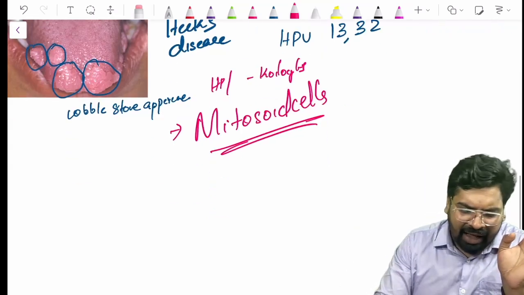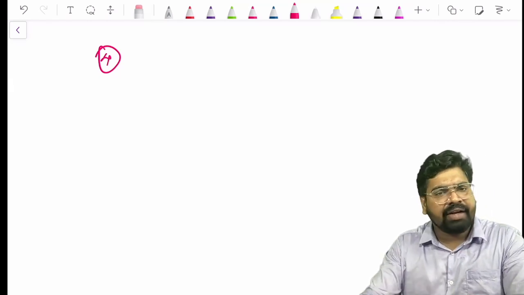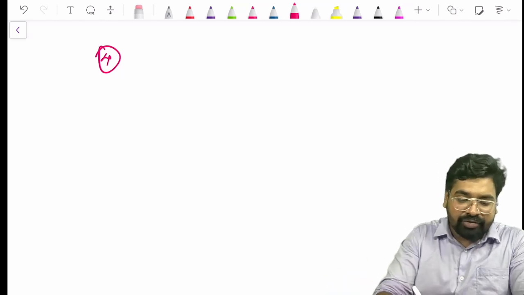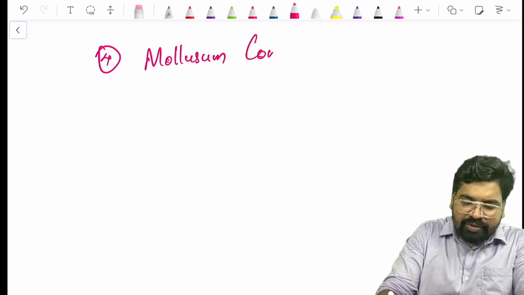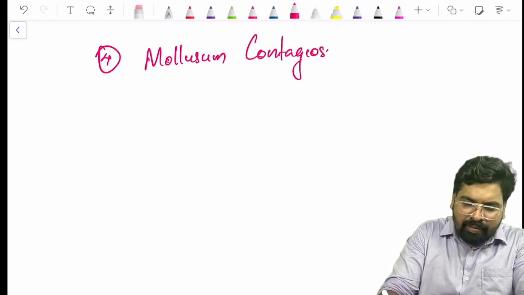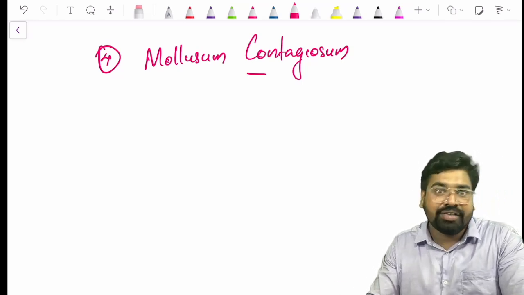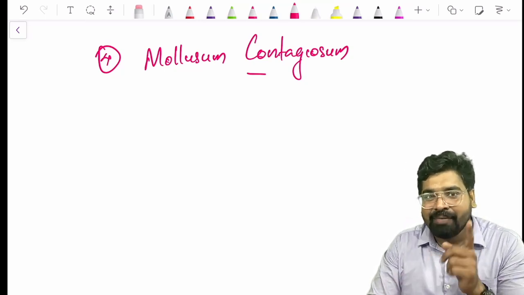Okay, now the last one, I have one more benign lesion that is viral induced, that is called molluscum contagiosum. Now, what is the causative agent for molluscum contagiosum? Every time it is not HPV.